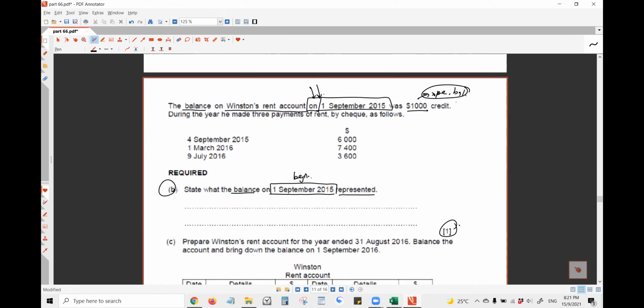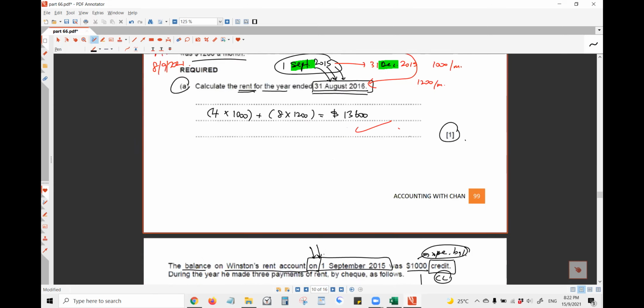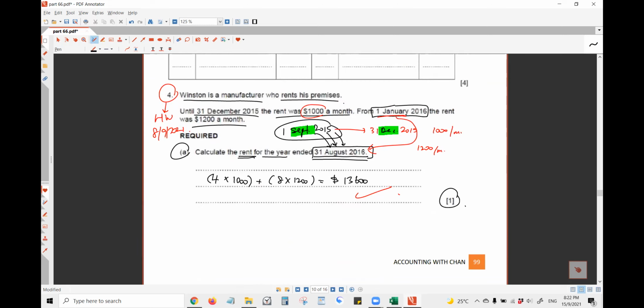Okay, but this time they have determined for you where you should put it in the rent account. They told you that it should be put on the credit side. That means it's a current liability. How can a rent be a current liability? It must be an outstanding amount. Okay, this rent must be outstanding. That means you owe the owner of the premises $1,000. Okay, remember, this is about renting premises. Premises means the place at which you run your business.